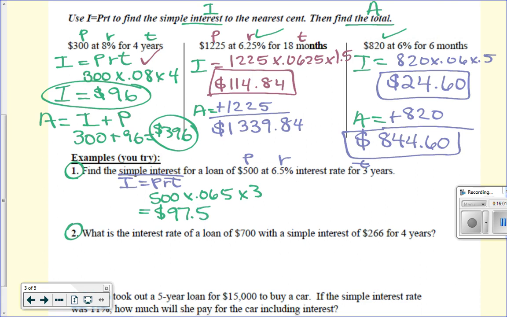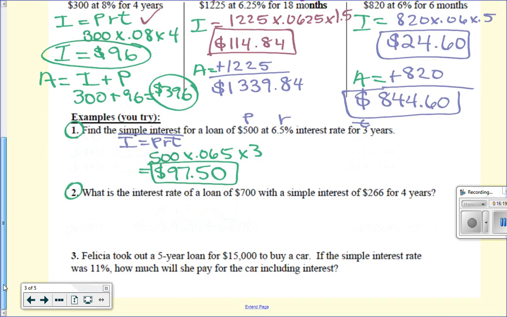You're not gonna leave it like that, are you? What do I need to do? Does that look like money? Is that how we write money? There we are. We good now? Clarify anything? All right, so what is the interest rate?